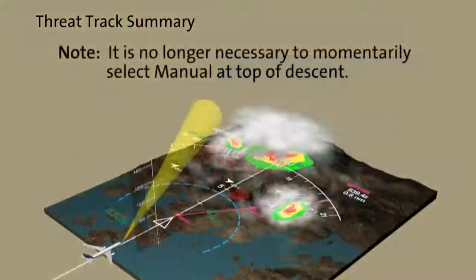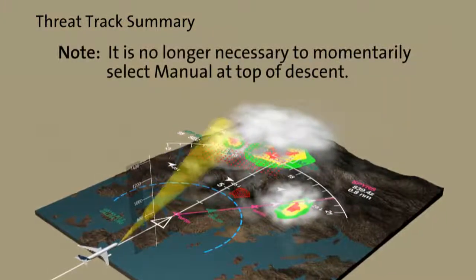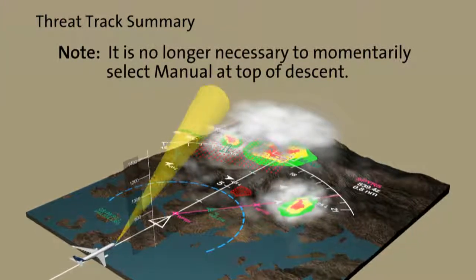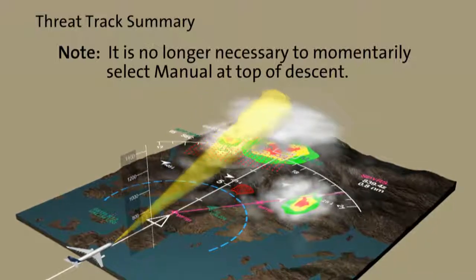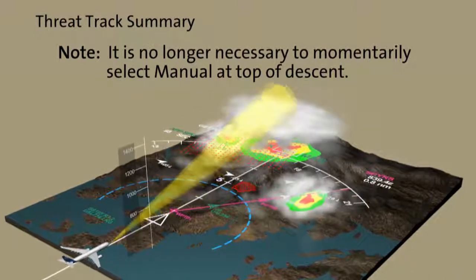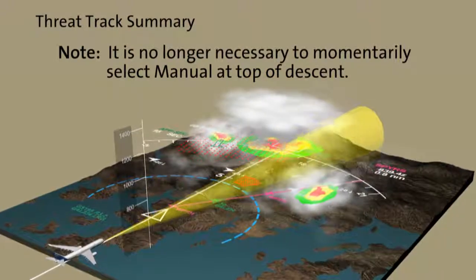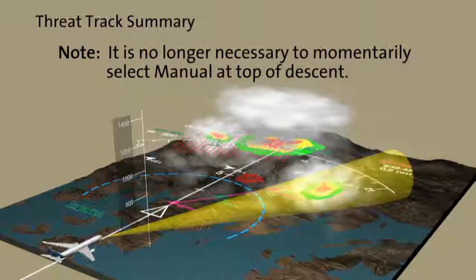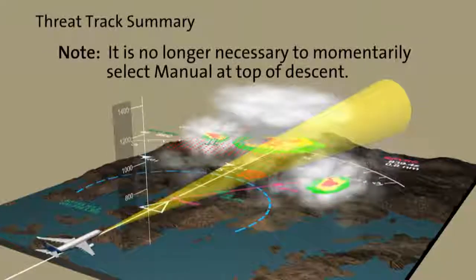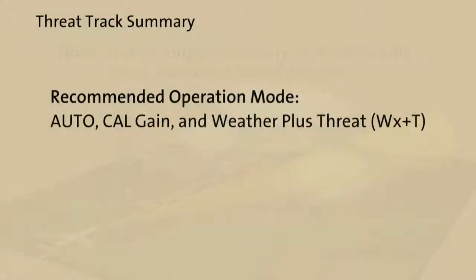Note that when an aircraft commences its descent, the Threat Track software automatically scans down along the aircraft descent flight path, so it is no longer necessary to momentarily go to manual at top of descent, as in previous versions of the MultiScan software. Rockwell Collins recommends that the radar be operated in auto, Cal Gain, and Weather Plus Threat in all phases of flight in order to take advantage of the MultiScan Threat Track safety features.